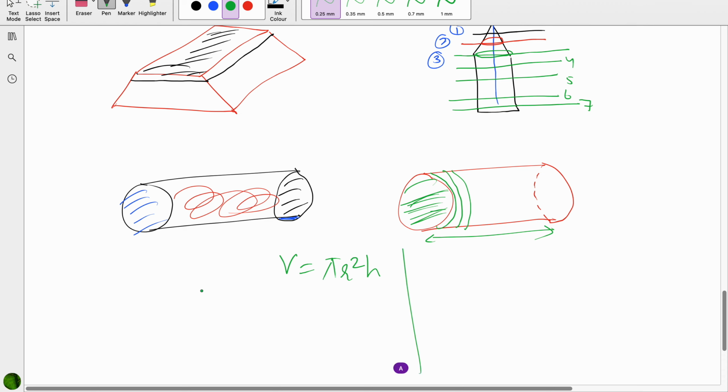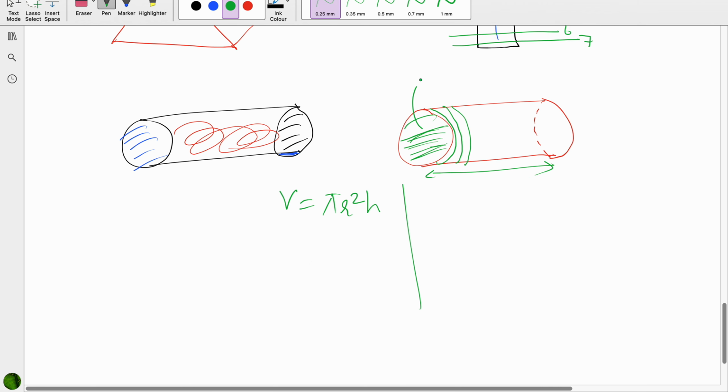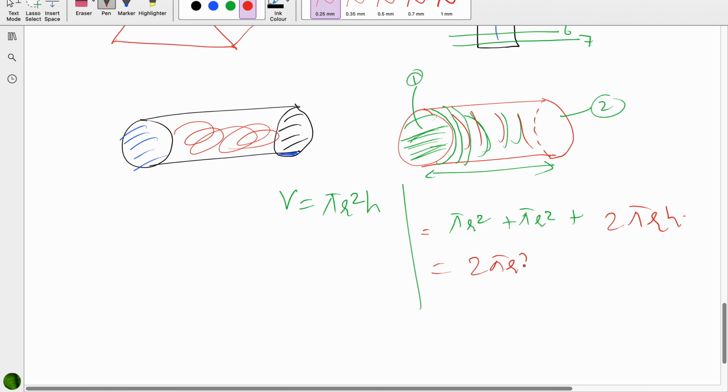Second thing, total surface area. We have 3 shapes. This first part is pi r square. The second part is again pi r square, and the third part is the curved part, which is 2 pi r h. So total surface area is 2 pi r square plus 2 pi r h.